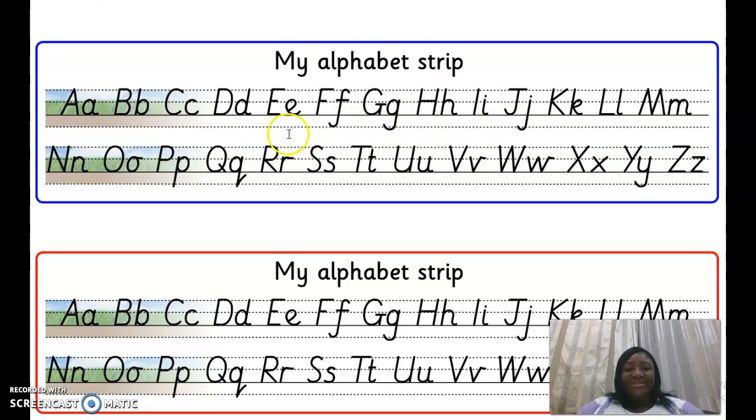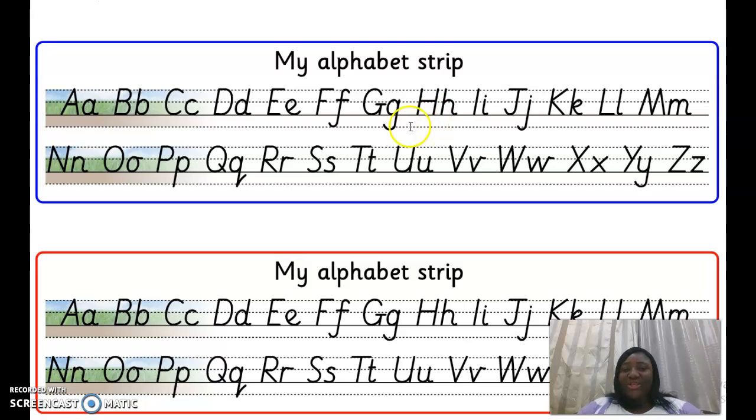Every other letter starts from the middle, second line, and ends on the 3rd line, as you can see on your sheet, top to bottom, 1st, 2nd, 3rd. Let's have a look at another letter. Top to bottom, 1st, 2nd, 3rd.